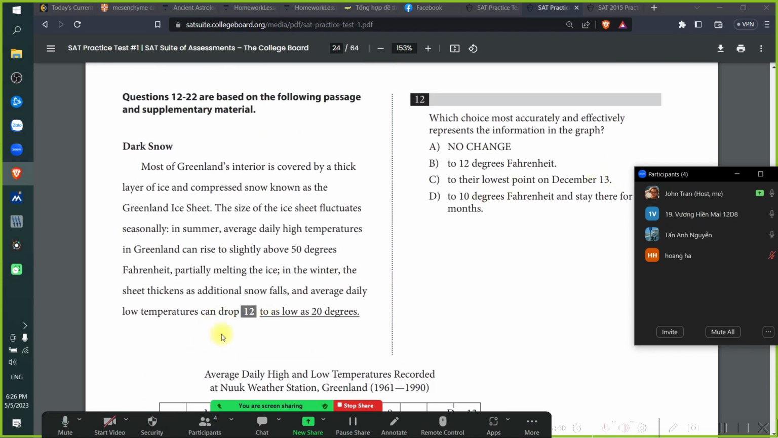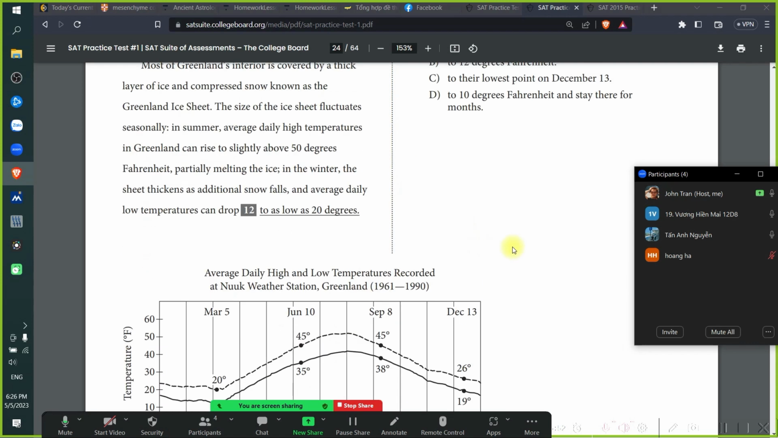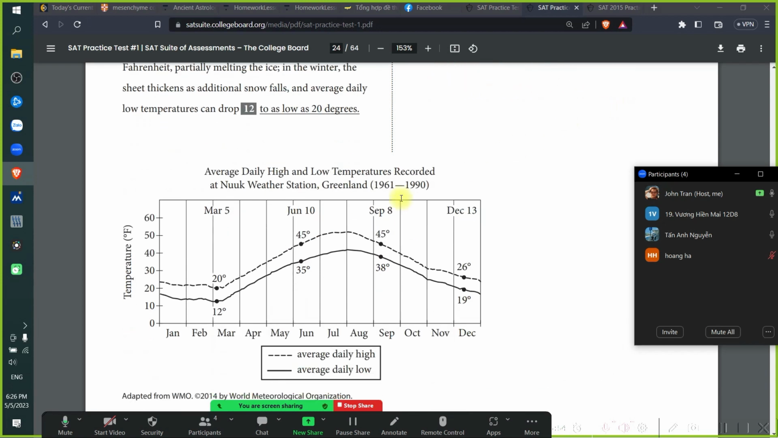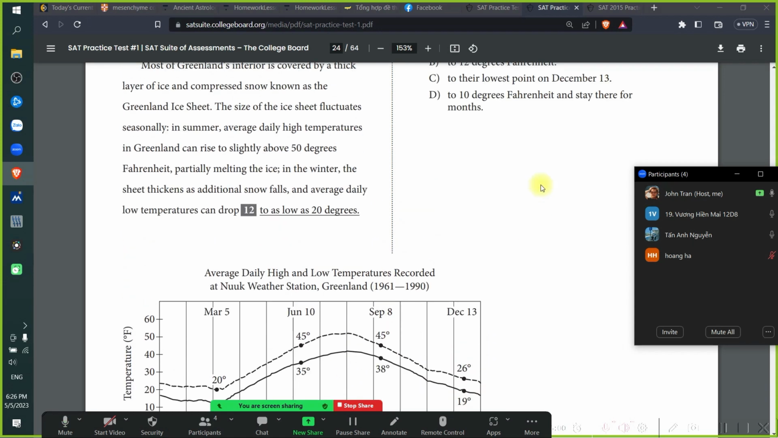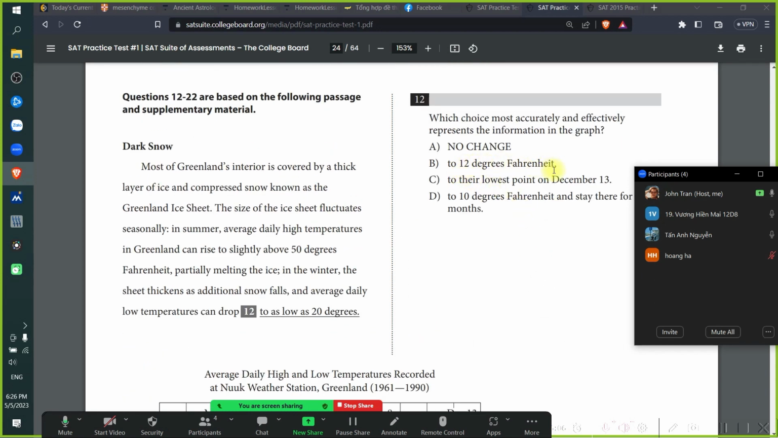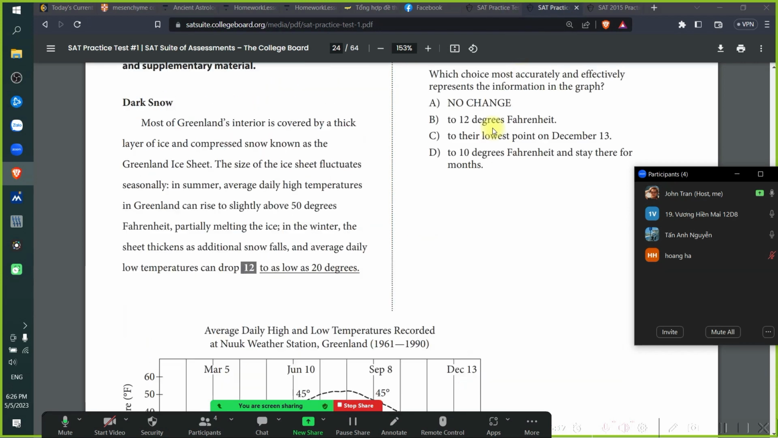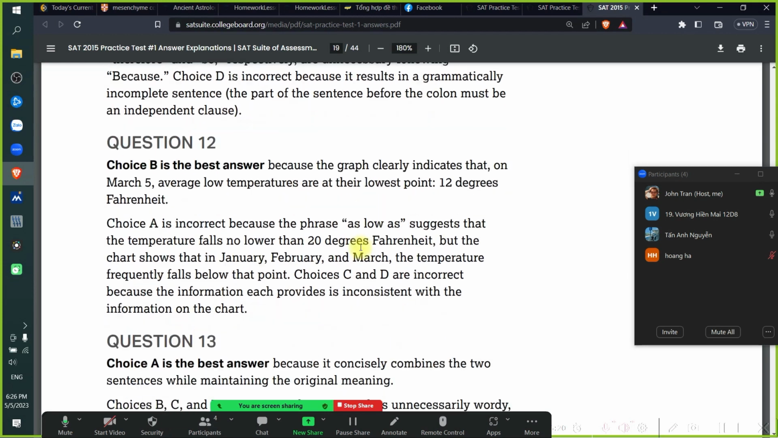So, can drop to the lowest point, December. No, this is not the lowest point. Đây không phải là điểm thấp nhất đâu, 19 không phải điểm thấp nhất đâu. It's not. To 10 degrees Fahrenheit, stay there for a month. No, giảm đến 10 độ và ở đó hàng tháng đồng hồ, hàng tháng trời. No. It doesn't stay there for a month at 10. So, drop to 12 degrees Fahrenheit. I think B is the right answer. You agree with that? Phải câu B không các bạn? Nó giảm đến 12 thôi chứ nó không có để, nó chỉ giảm đến mức này 12 thôi. Only drop to 12, I think. So yeah, it's B.